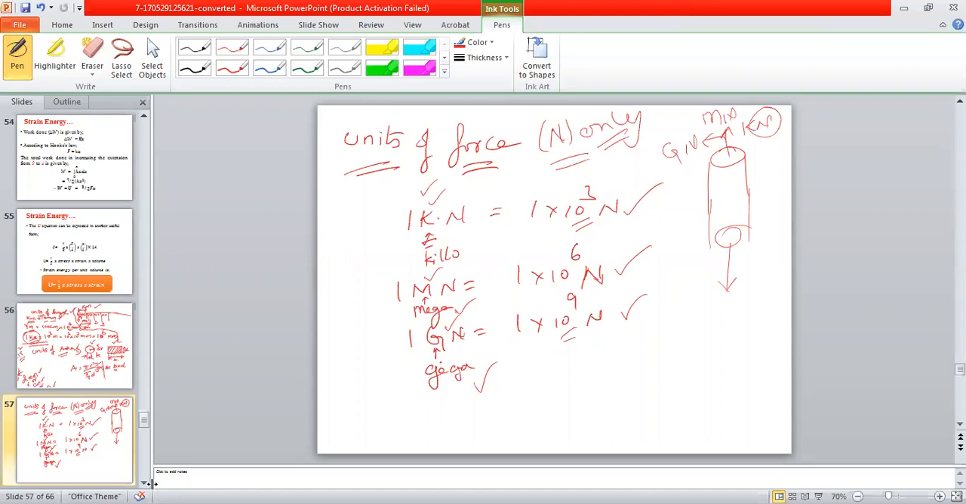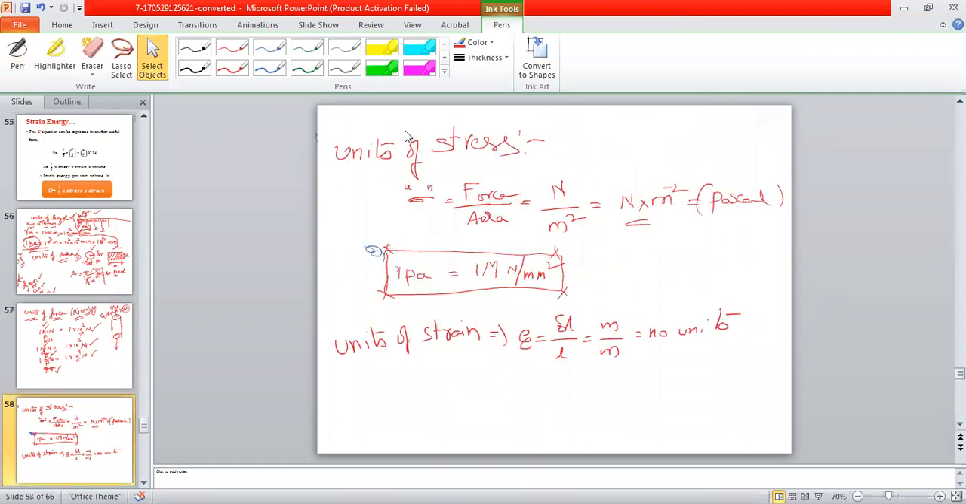And next slide is the stress units. So the stress units I have discussed: stress is nothing but force by area. Here the force unit is Newton and the area unit is meter square. Therefore we will get units of Newton into meter to the power of -2.